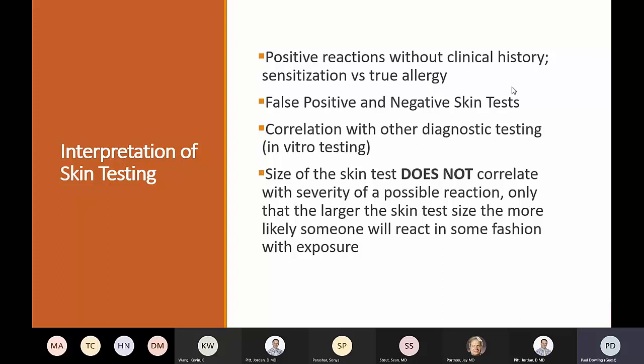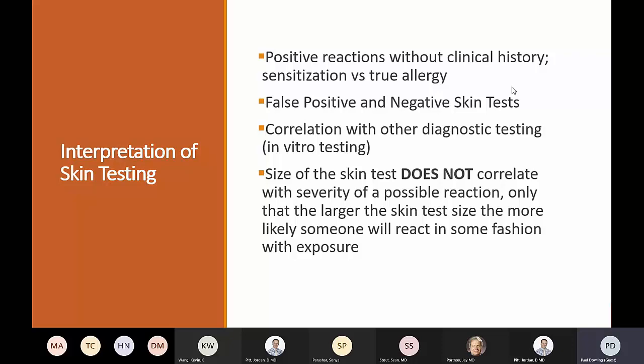Another pearl to take away with you is that just because you have a large skin test, you may have pseudopods, doesn't mean that makes you at high risk for having anaphylaxis. It just means that you're more likely to have some sort of reaction, be it a few hives or some itching, or full-blown anaphylaxis. It doesn't tell you the degree of severity.